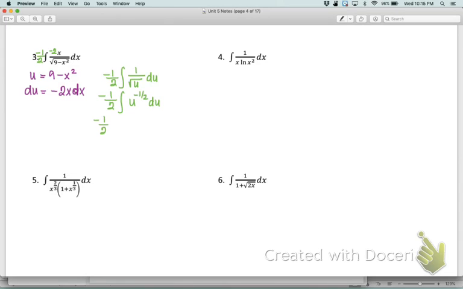We have the negative 1/2 times, add 1 to the exponent, that's positive 1/2, divide by the new exponent, that makes it times 2, and then plus c. So we can do two things here. We can see that these are going to divide out, and now we can go ahead and put our u back in. So we get negative 9 minus x squared to the 1/2 plus c. You could write square root instead of 1/2.